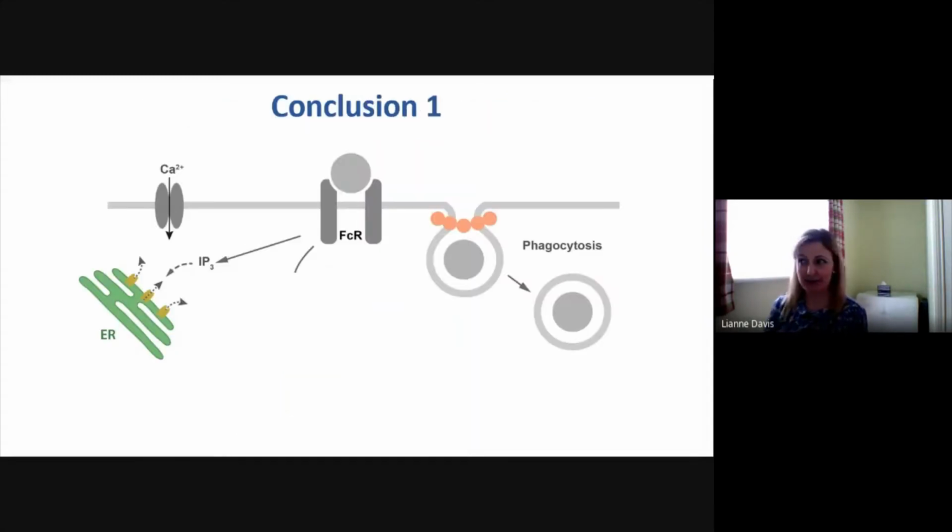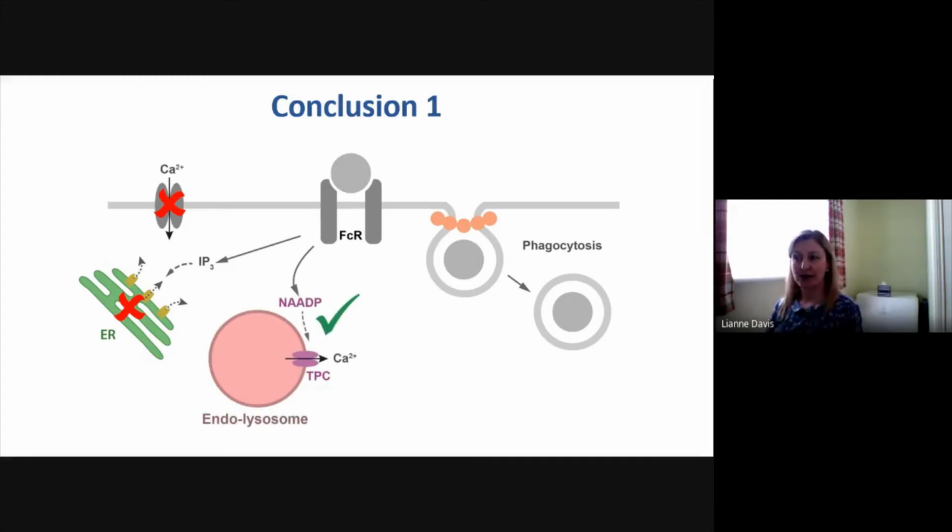As a mini summary, we show that FCR-mediated phagocytosis does not require either calcium influx or calcium release from the ER. That is, global calcium is not a driver of phagocytosis. Instead, it's the lysosomal calcium stores that are important. But interestingly, not all lysosomal calcium channels take part. TPCs are key, whereas TRPML1 is not. But we'll return to this specialization a bit later.